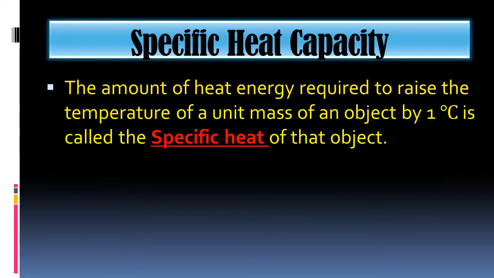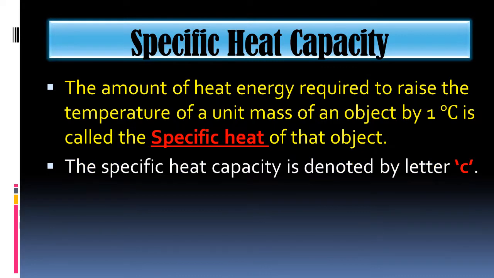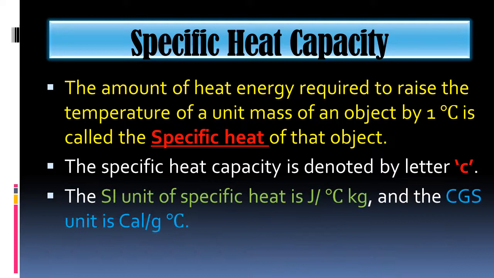The amount of heat energy required to increase the temperature of a unit mass of an object, in the previous slide we have seen the metal, by 1 degree Celsius is called the specific heat of that object. The specific heat capacity is denoted by the small letter c, and the SI unit of specific heat is joule per kilogram degree Celsius, and the CGS unit is calorie per gram degree Celsius.